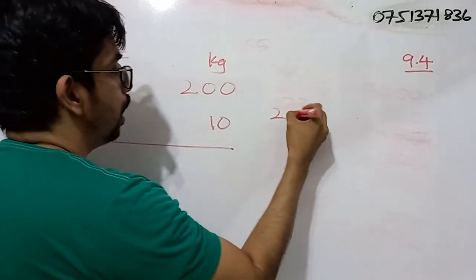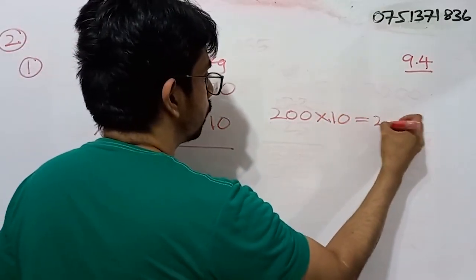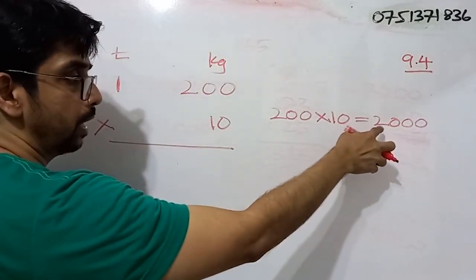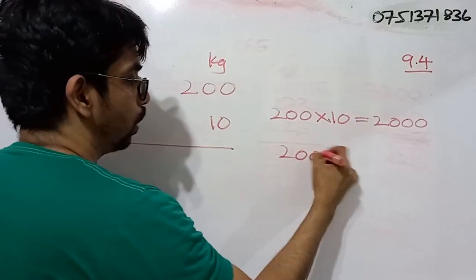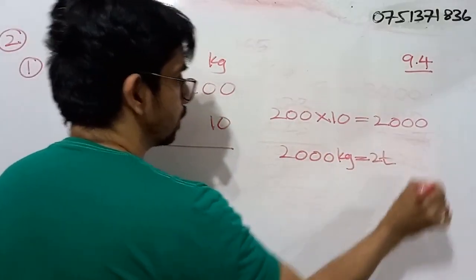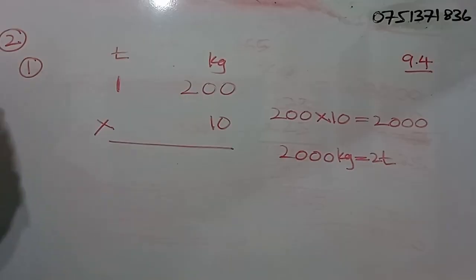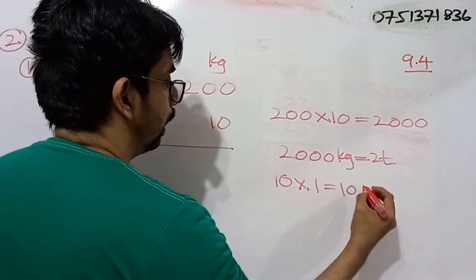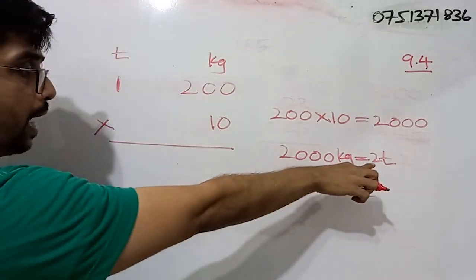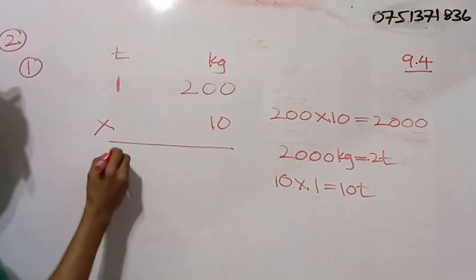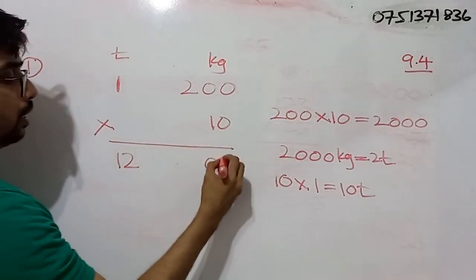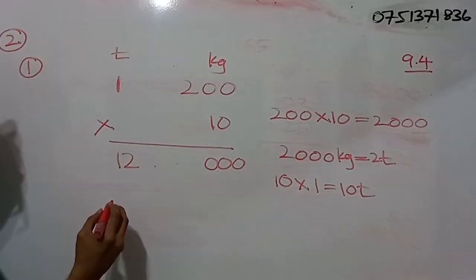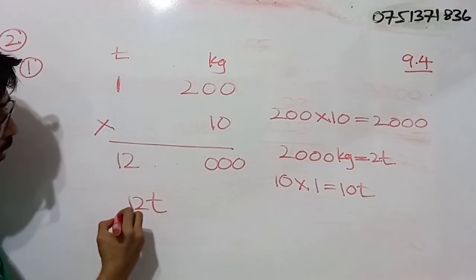Okay. So 200 into 10, we know that is 2000. We cannot write 2000 here. So we have to convert this into metric tons. So 2000 kilograms is equal to 2 tons. Right. Then 10 into 1 ton, we get 10 tons. To that we have to add 2. So here the answer is 12 tons and 0 kilograms. So the answer is 12 tons.